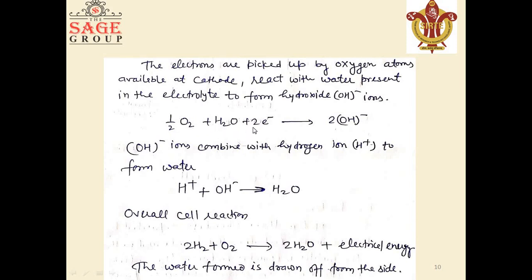This is the reaction: half O2 plus H2O plus 2 electrons forms 2OH-, that means hydroxide ions. These ions combine with hydrogen ions to form water. Hydrogen ion and hydroxide ion produce H2O. So the overall cell reaction is 2H2 plus O2 equals 2H2O plus electrical energy.